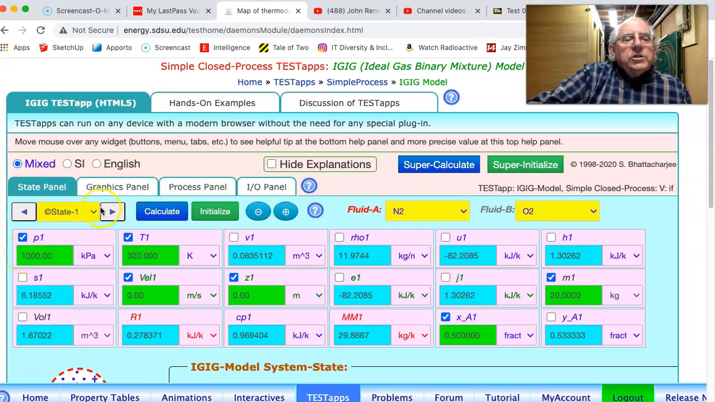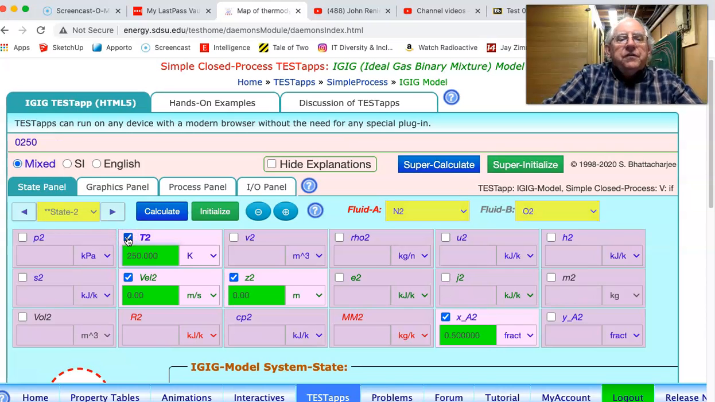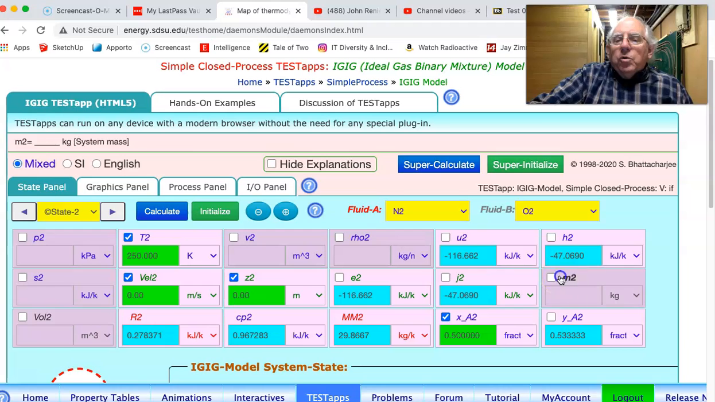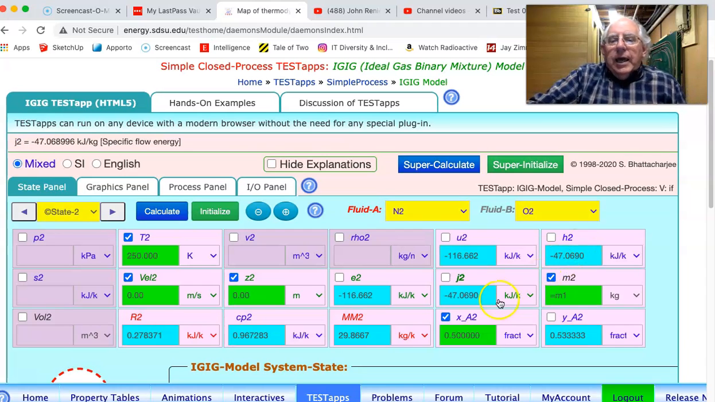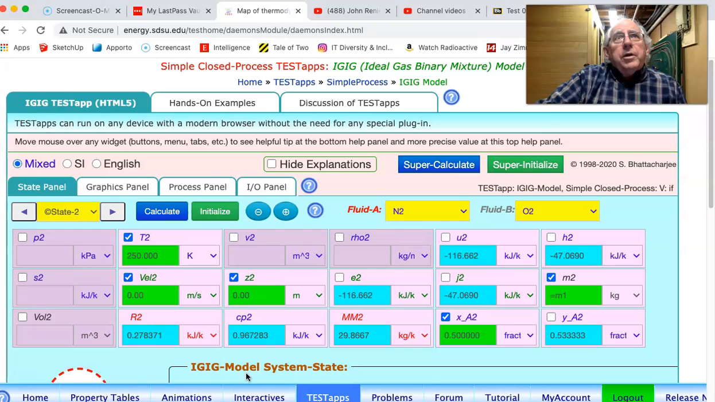And so what we're going to be doing is going to a second state, and the second state is when it reaches a temperature of 250. Again, the total mass stays the same, and the mass fraction is also the same. And we know that the volume is going to be changing in this particular process. Once it reaches this temperature, we will also be able to determine the pressure. So at the present time, we don't have two independent thermodynamic properties in order to specify the final state.